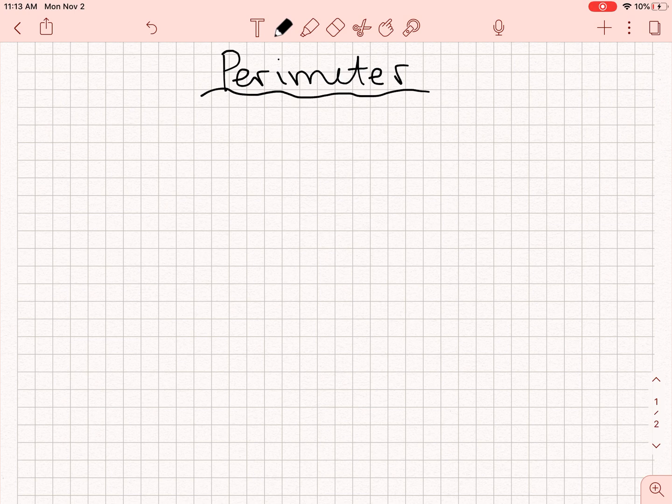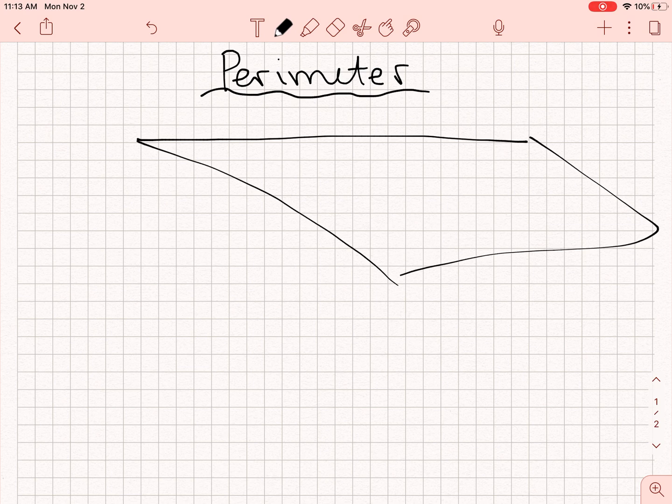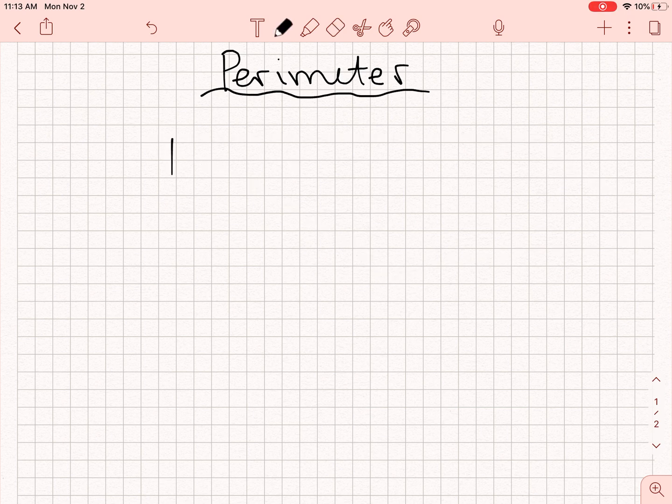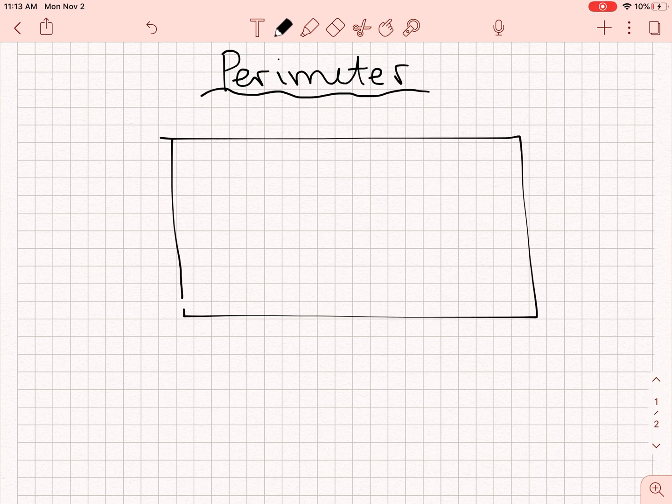So, for this example, I'm going to do a little drawing here. I'm going to draw a field. Let's imagine that this is the field at J.J. Hill. Now, let's imagine that J.J. Hill wants to build a fence around our field. I don't think we're going to do that, but if we did, it might look a little something like this.